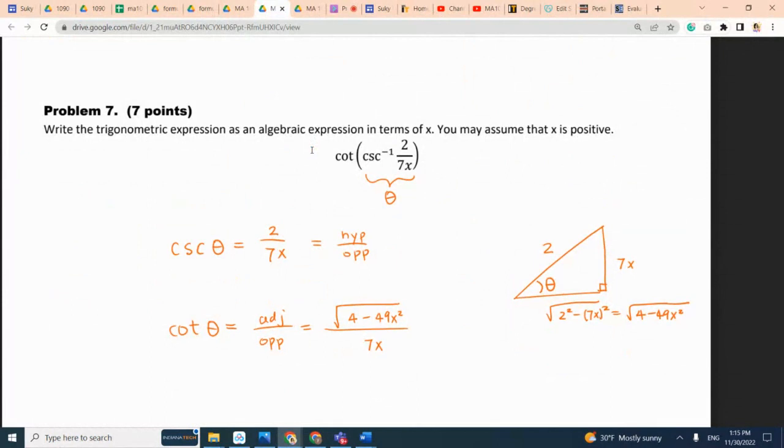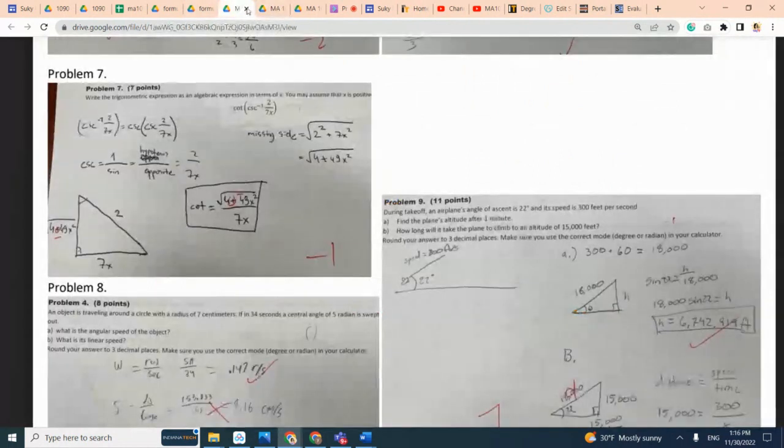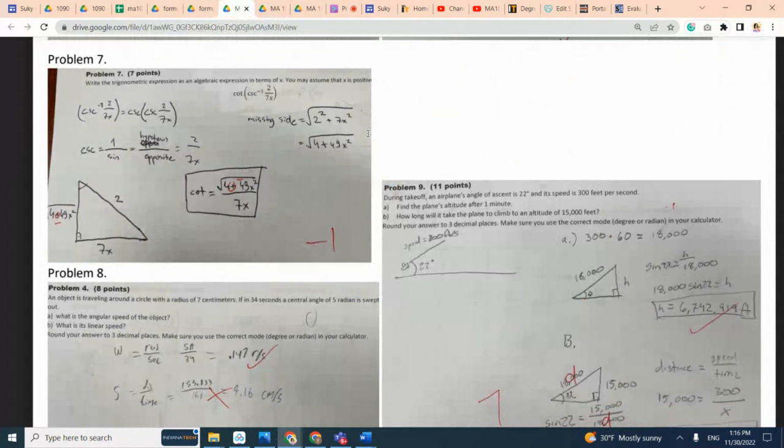Number 7. So we let this be theta. Cosecant theta is hypotenuse over opposite. And then you write down the triangle. Cotangent is adjacent over opposite. Let's look at the common mistake. Here the common mistake, this is minus, by the Pythagorean theorem, right? This is hypotenuse minus this guy's square. So that's the common mistake.